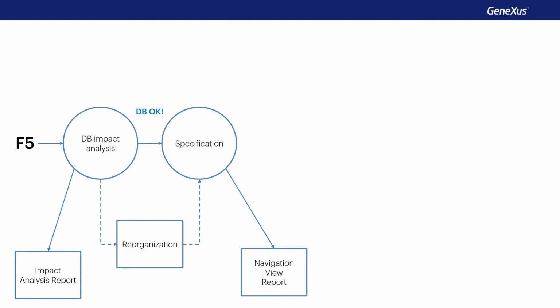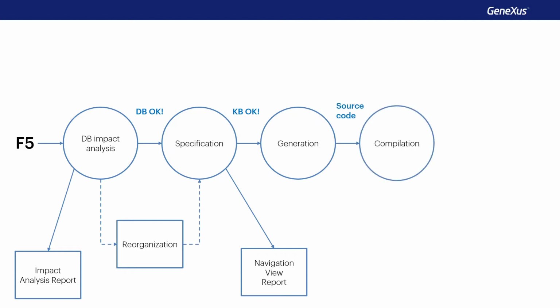Once the specification stage is successfully completed and the KB has been correctly validated, the generation of the source code in the language chosen for the application begins. When it has been generated, the source code is compiled. If you're prototyping in the GeneXus cloud, after compilation, the application is transferred to the cloud to be executed there. At this point, the build process ends and the execution stage of the application begins.